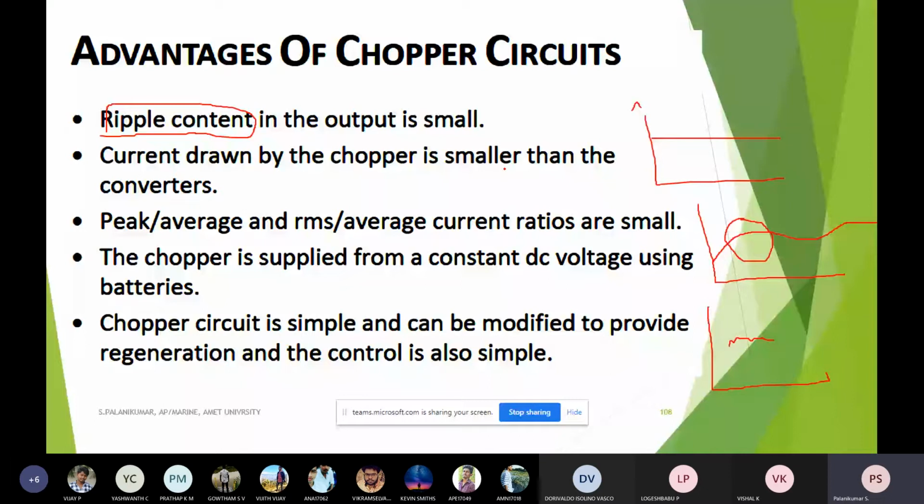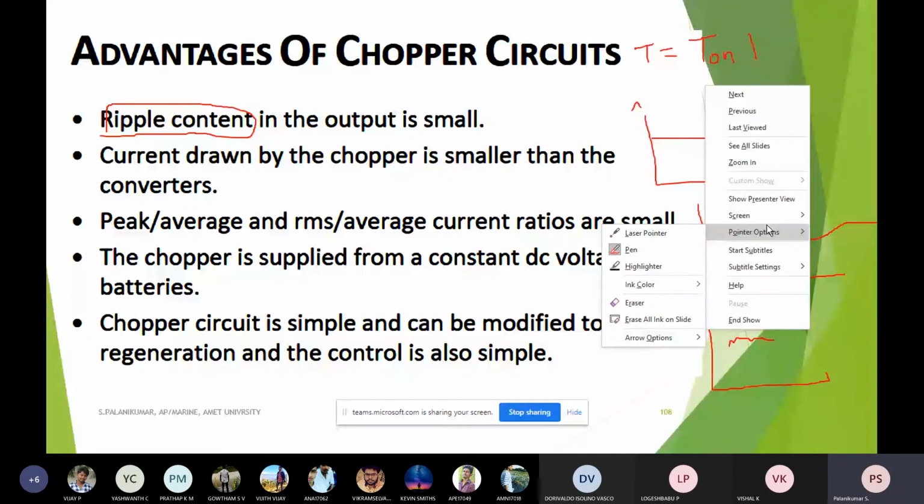On and off: the switch is on, the switch is off. Considering that, we take it as a frequency, how much time it is on and off. T on divided by T on plus T off, which is the total T. So T on by T is the duty ratio. Say for example, in the chopper I have a total time T, in which the device is on for some time.